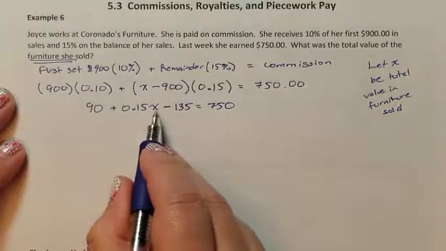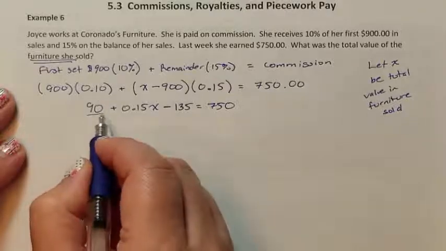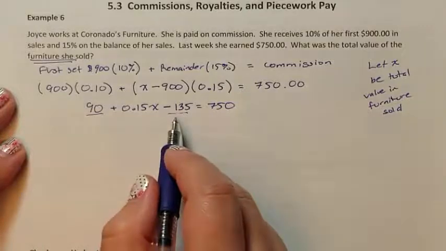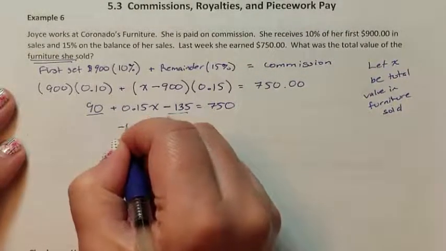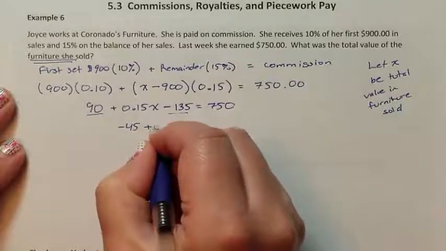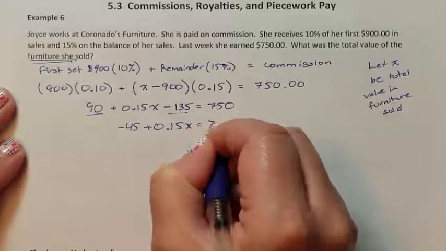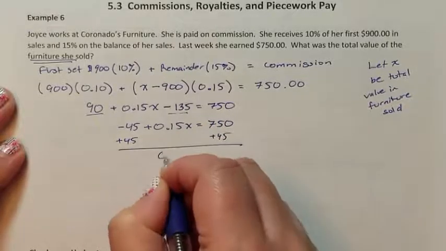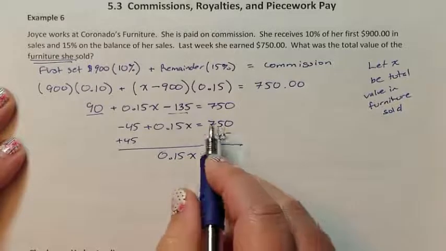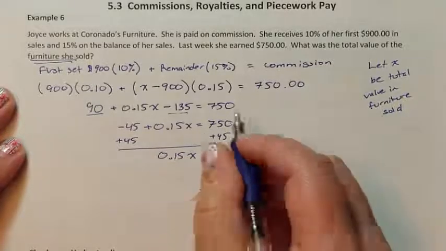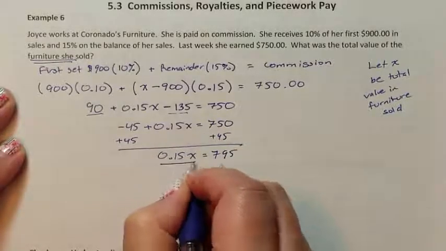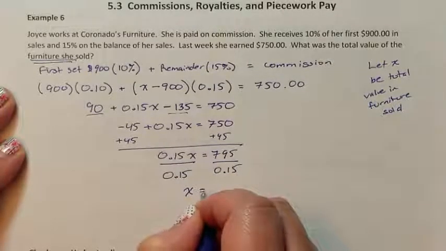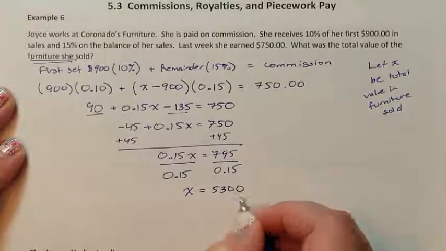I'm trying to solve for x. Combining like terms, I had a 90 and a negative 135 on the same side of the equal sign, which meant I really had a negative 45 total, and a positive 0.15x. I need to solve for x, so I have to add the 45 to each side. So 0.15x equals the 750 plus the 45, which gives me 795. Divide both sides by 0.15. I get x equal to 5300 on my calculator.